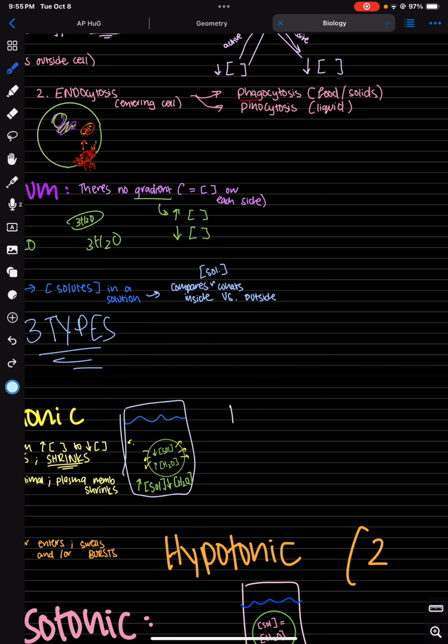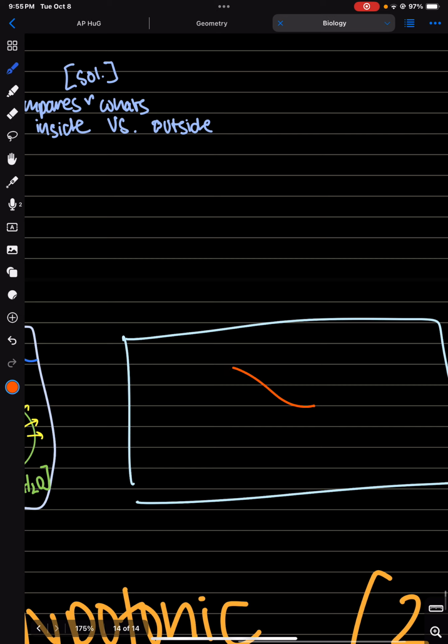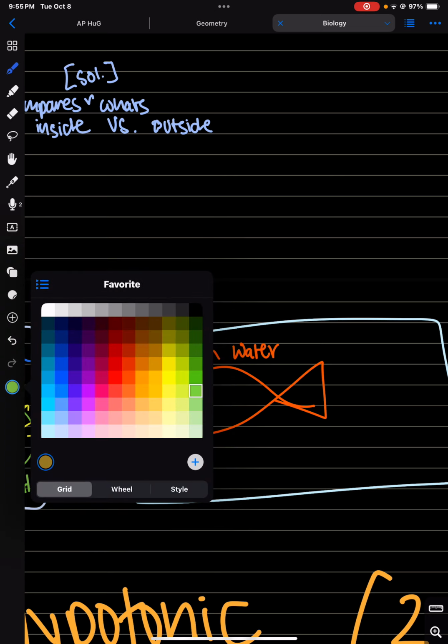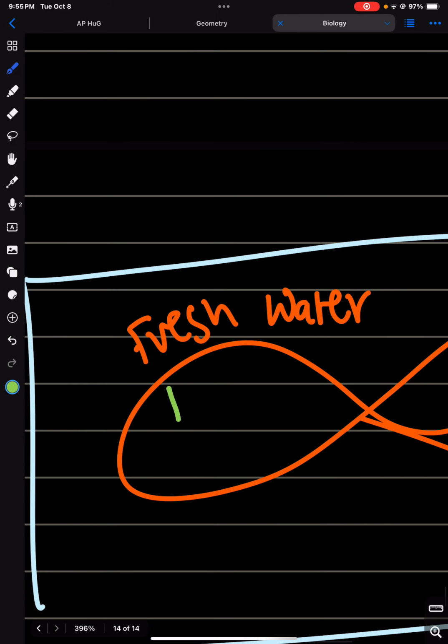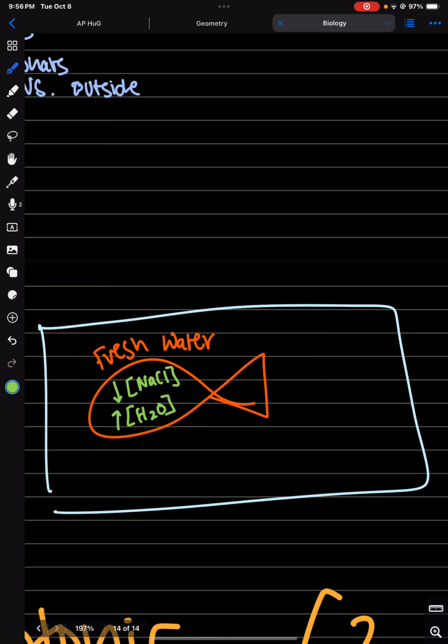So we have a fish tank. The fish tank has a little fish in it. This fish is a freshwater fish. So this fish is used to living in freshwater. Because it's used to living in freshwater, it has a low concentration of solute, or in this case, NaCl, which is salt. And then it has a high concentration of H2O. But we place it in salt water.